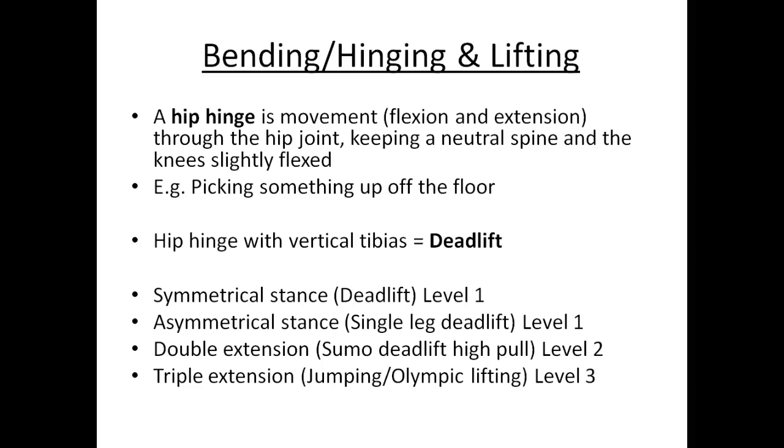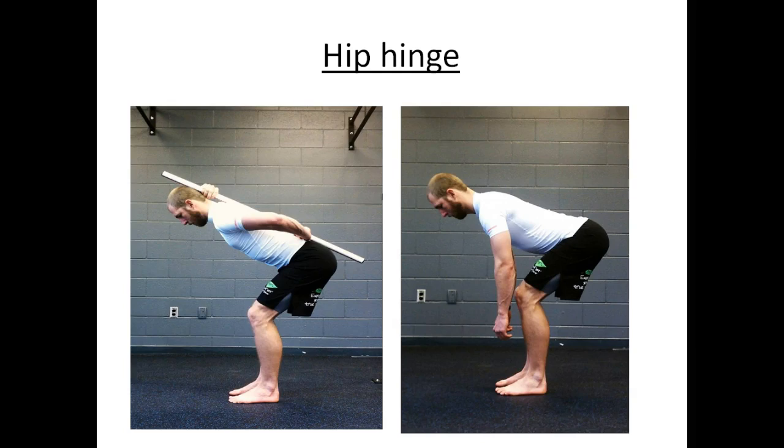Okay, so we've got a symmetrical stance deadlift, that'll be a level 1 movement. An asymmetrical stance deadlift, that's a single leg deadlift. Again, that's a level 1 movement, more challenging. Then we've got double extension, which is things like a sumo deadlift high pull, that we'll show you another time. And then triple extension, which would be jumping.